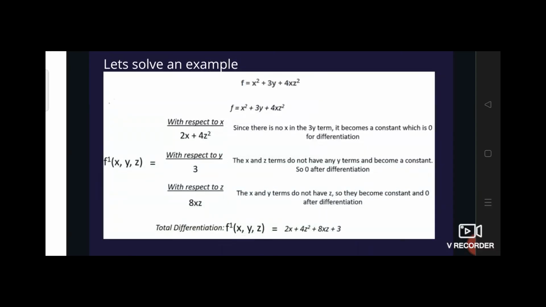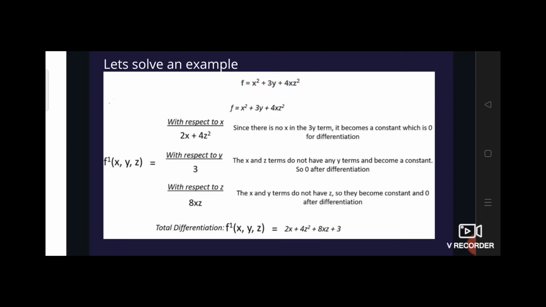Say we have a function f is equal to x square plus 3y plus 4xz square. Now differentiating with respect to x, keeping the rest of the terms constant, so y is constant, f is equal to 2x plus 0 plus 4z square, as z square is constant, we took it out.